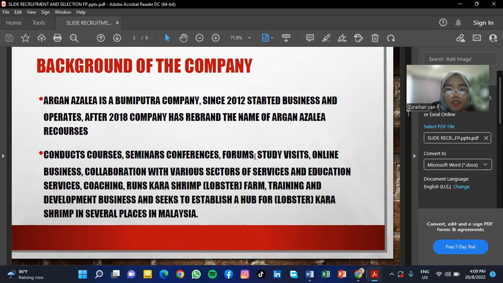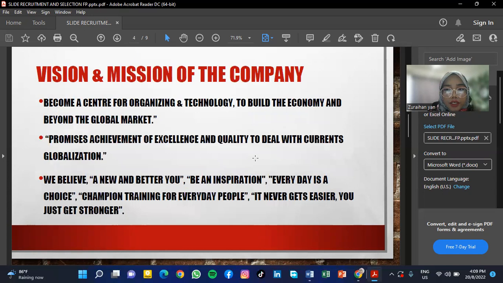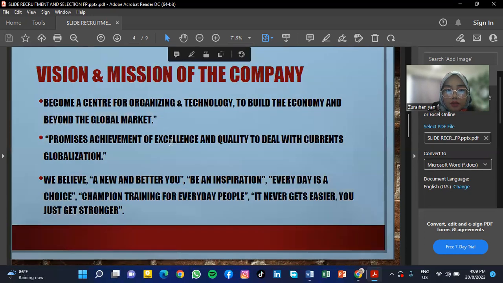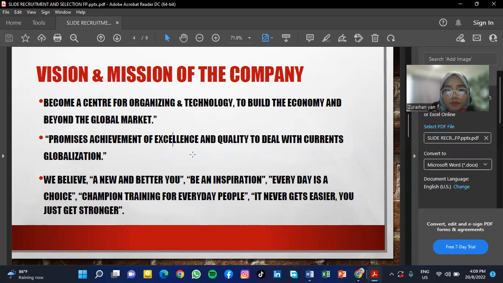Then, okay, the next one is the vision and mission of the company. The vision and mission of the company is to become a center for organizing technology to build the economy and beyond the global market. Promises achievement of excellence and quality to deal with current globalization. And then we believe a new and better you can be an inspiration. Every day is a choice. Champion training for everyday people. It never gets easier, you just get stronger.